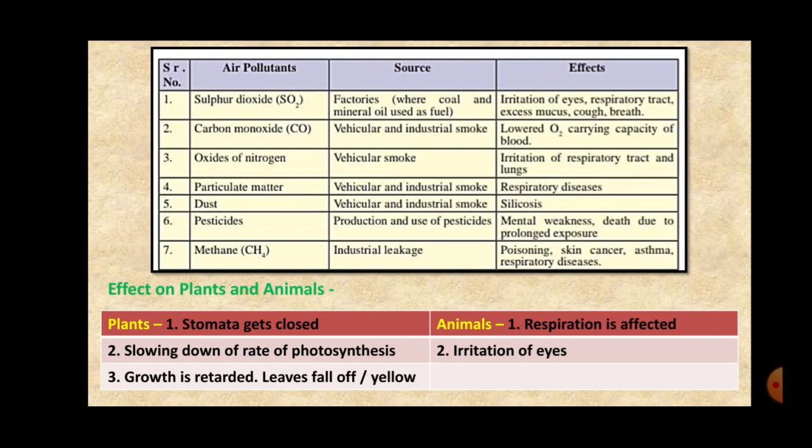The next is animals. First thing, like human beings, they also take in oxygen and give out carbon dioxide, so their respiration is also affected. They also get irritation of eyes, right? Like human beings, they also respire, so their respiratory tract is also affected by the air pollutants.